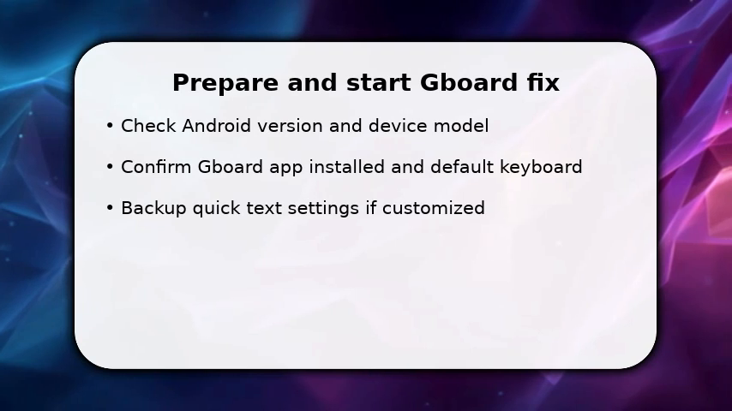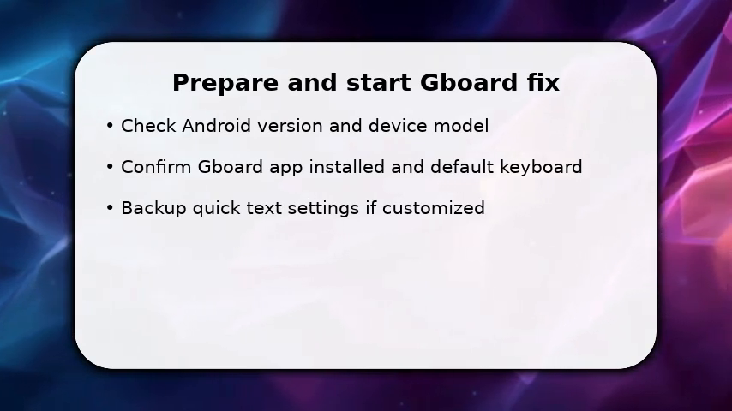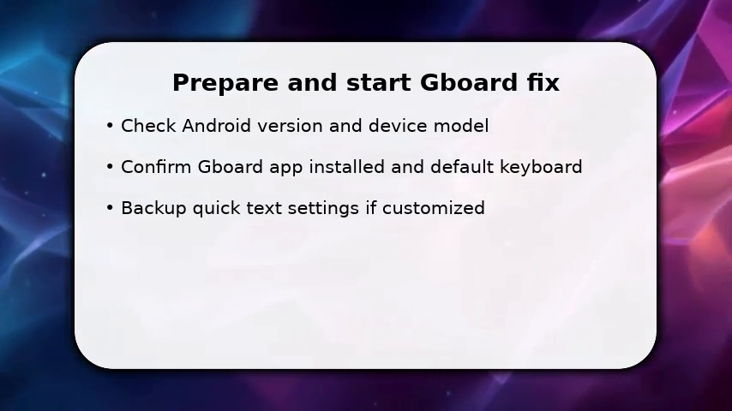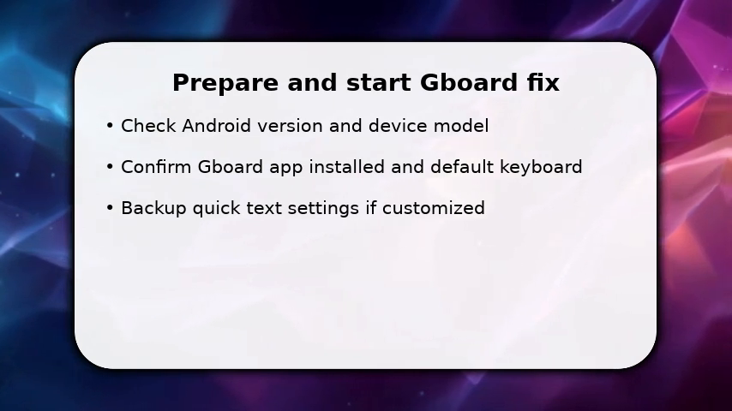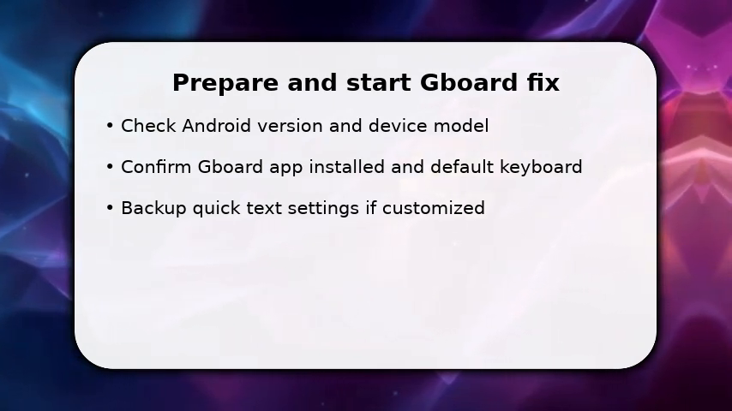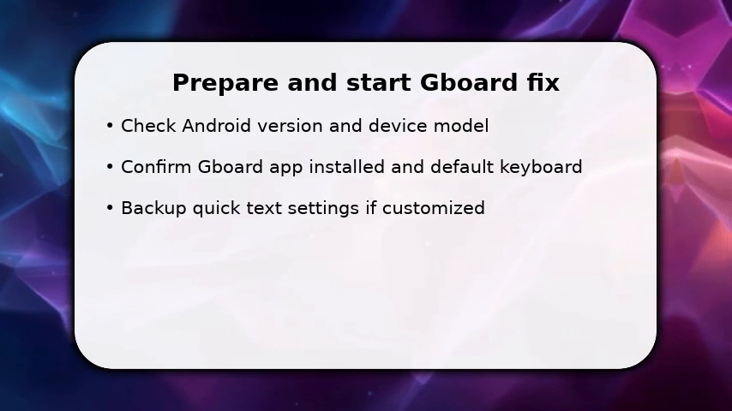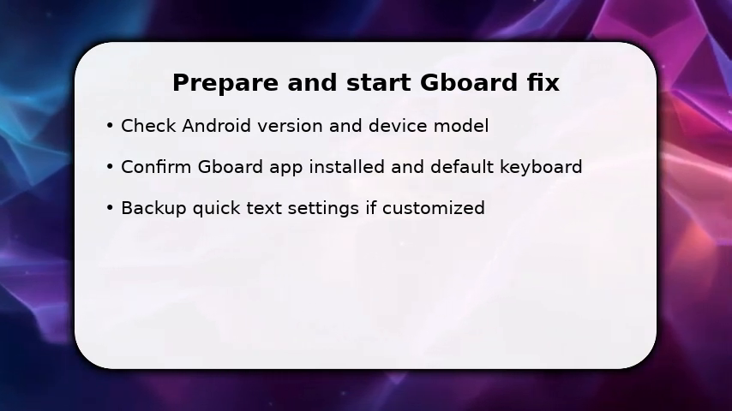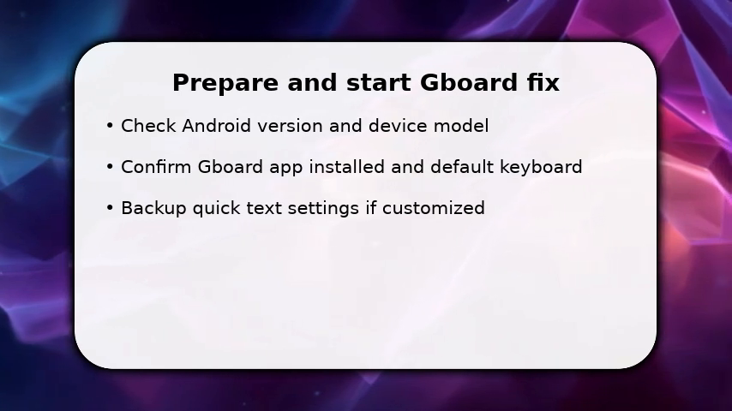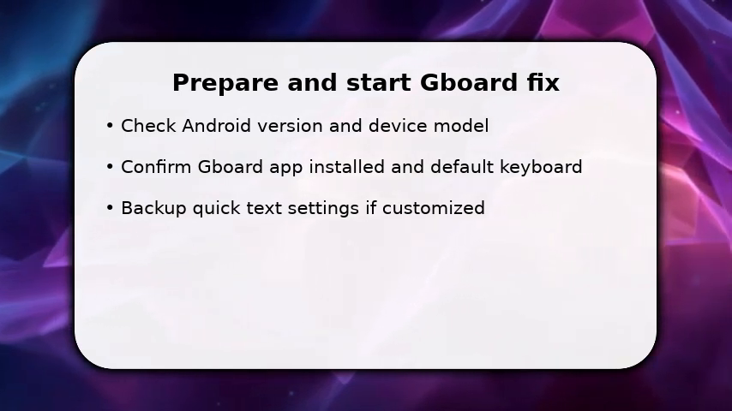You start by confirming prerequisites. Make sure Gboard is installed and set as your default keyboard. Open Settings and navigate to System Languages and Input. Select Virtual Keyboard to verify. Once done, check Android version and note any recent updates that might coincide with emoji failures.